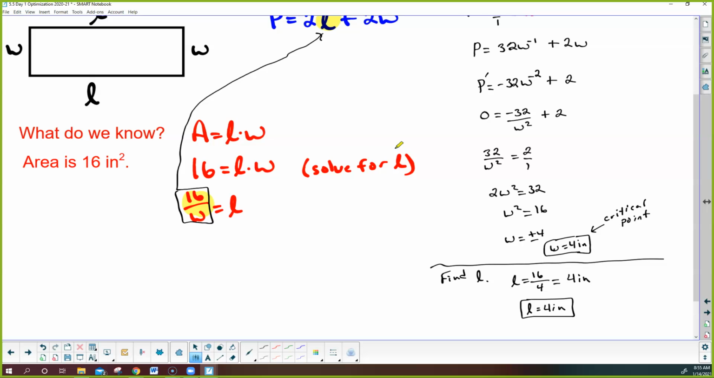So in this problem, we don't really have a domain because W can technically go on forever because it's just a length. And it's going to be as small as 0, but if it's 0, that's not going to create a rectangle. So that means that the only critical point that I need to test is the answer that I got, which means I don't need to go back and check anything. So now I have my dimensions.